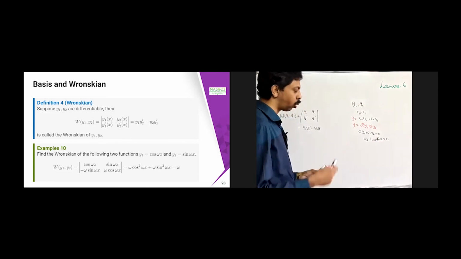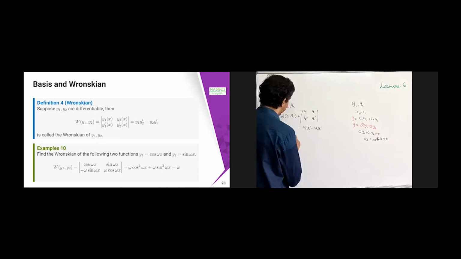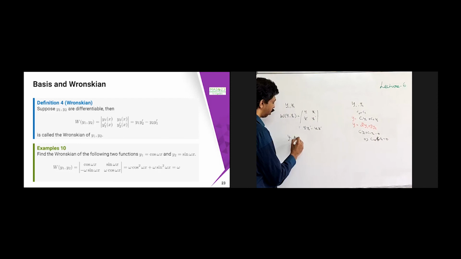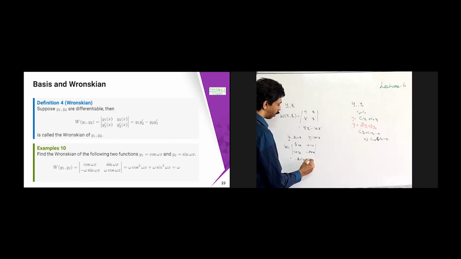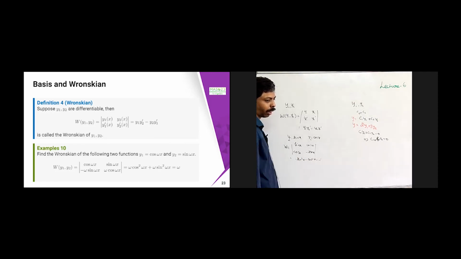So once again we take the same problem, y1 equal to sin x and y2 equal to cos x. Let us find the Wronskian. This is y1, this is y2. So the matrix is sin x, cos x, cos x, minus sin x. Therefore this becomes minus sin square x minus cos square x, which is minus 1.